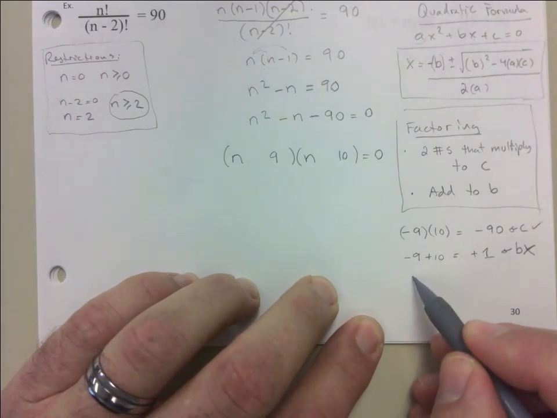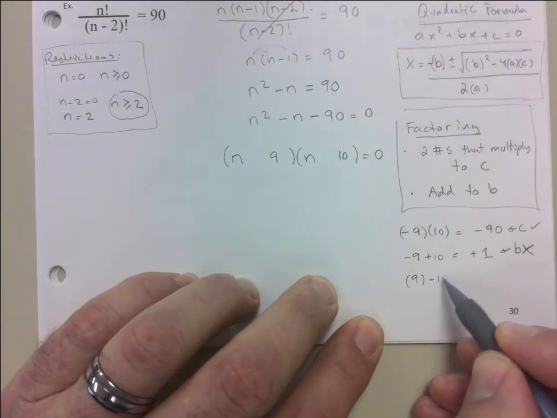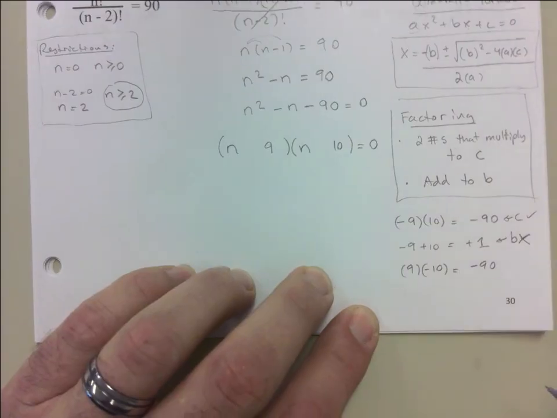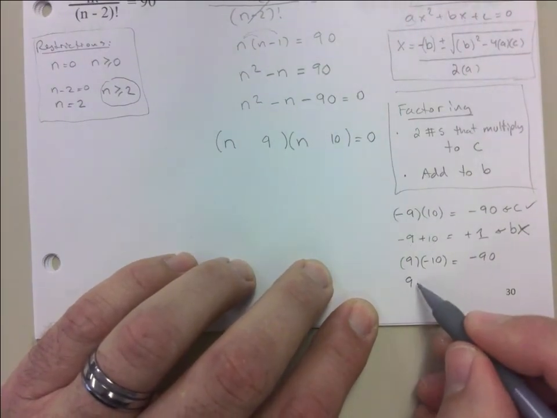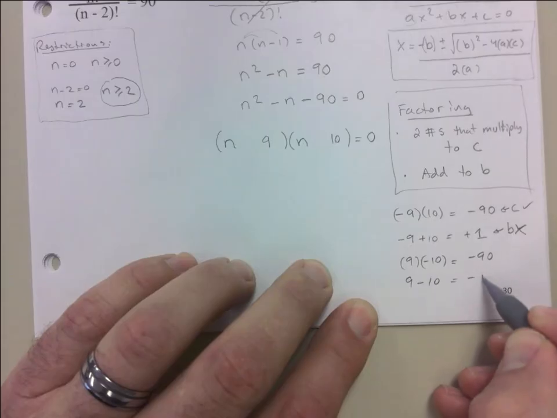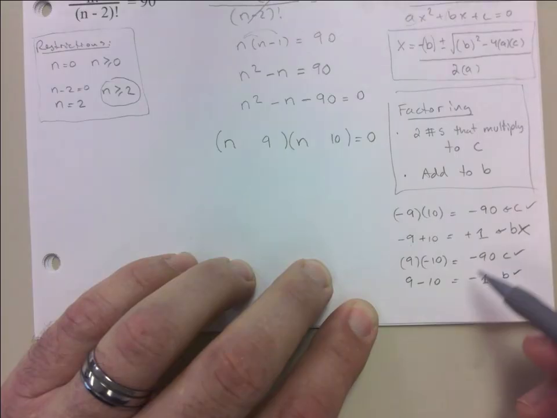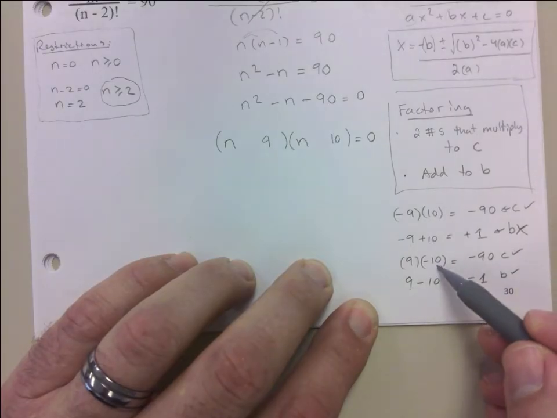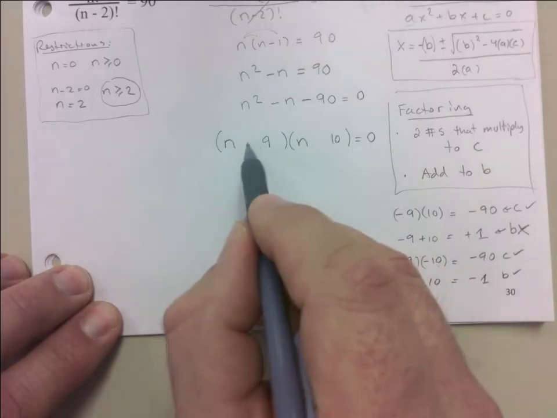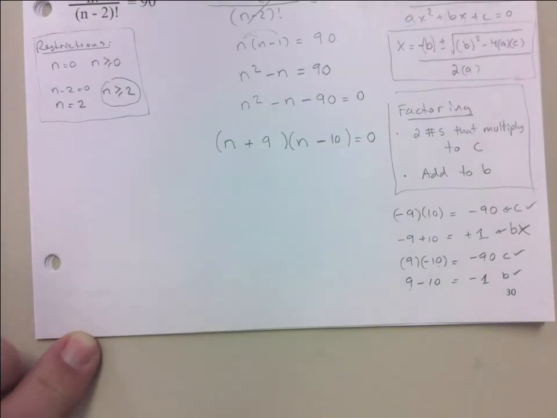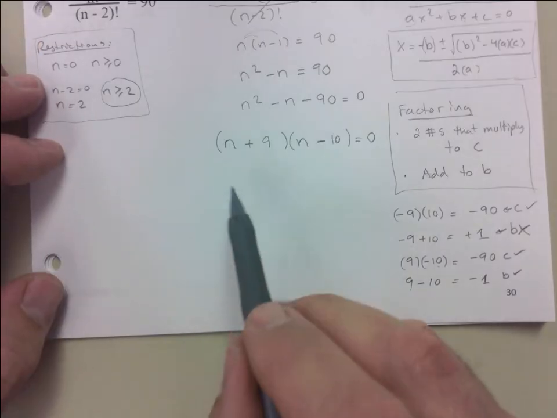So you got to go 9 times negative 10. That'd be negative 90. And 9 minus 10 gives you negative 1. This is b, and this is c. So we're good to go if you go 9, negative 10. So you just got to go plus 9, negative 10 to make that work. It's going to take some practice.